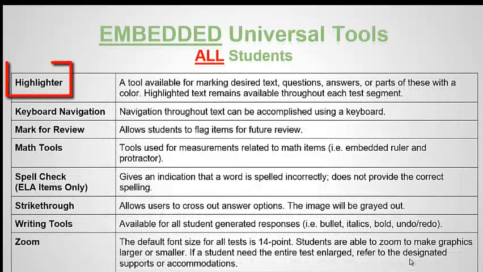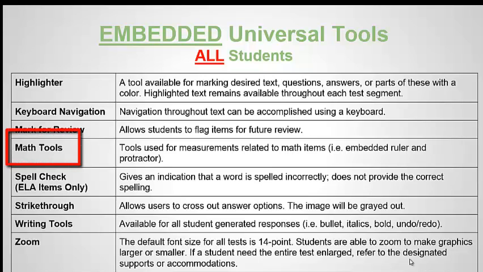The highlighter is a digital tool for marking desired text, item questions, item answers, or parts of these with a color. Highlighted text remains available throughout each test segment. Keyboard navigation allows navigation throughout the text to be accomplished by using only the keyboard. Mark for Review allows students to flag items for future review during the assessment. Markings are not saved when a student moves on to the next segment or after a break of more than 20 minutes.